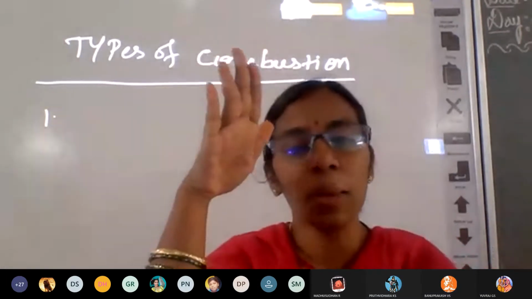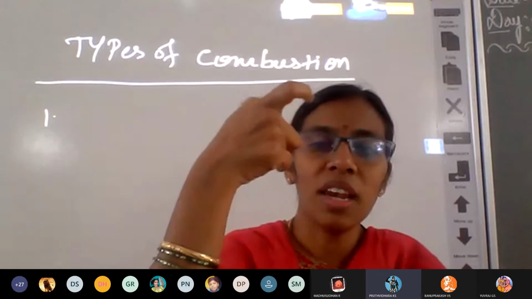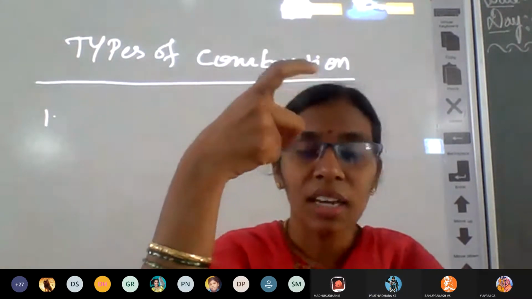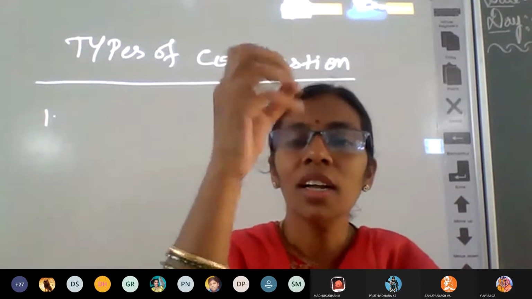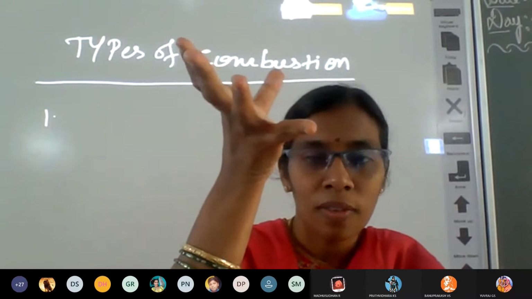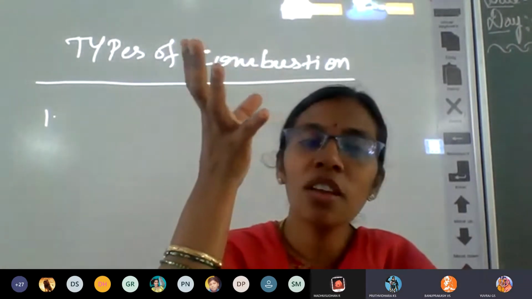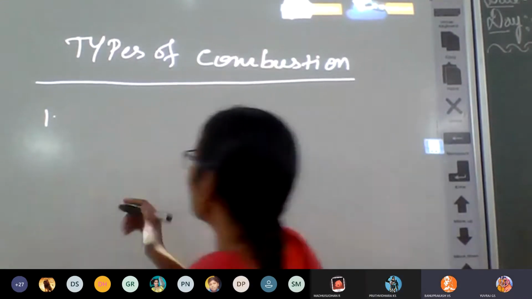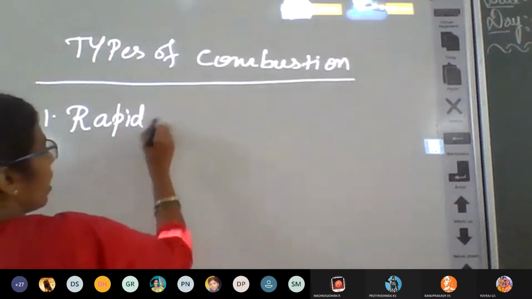In the morning, as soon as we get up, Amma prepares tea or coffee, right? She lights the gas with the lighter. As soon as she taps the lighter, the gas burner catches flame. Fast or slow? Fast. Fast means rapid. Rapid combustion.